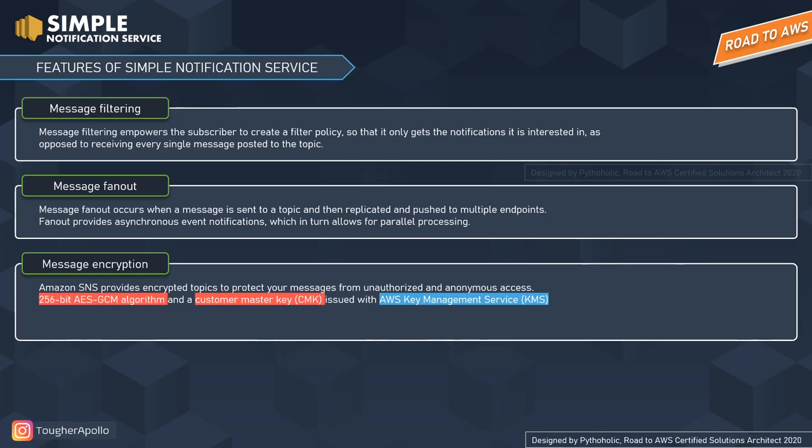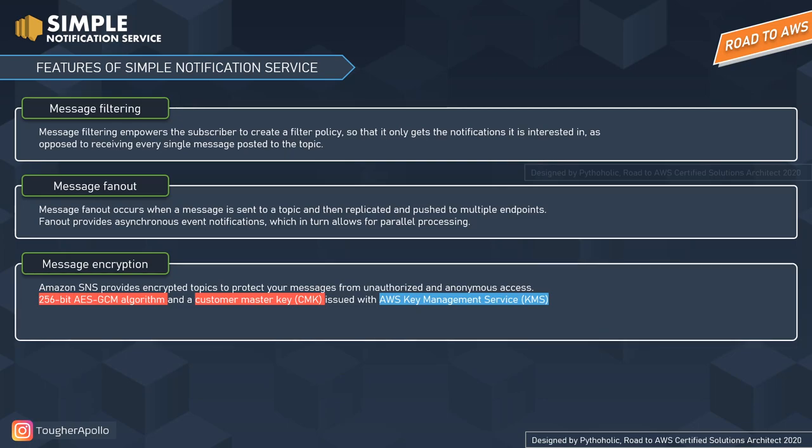And the second one that we have is message fanout. We spoke a lot about this word fanout. So what does fanout mean? Fanout occurs when a message is sent to a topic and then replicated and pushed to multiple endpoints, for example, multiple SQS endpoints, which helps us to process information in parallel by using asynchronous event notifications.